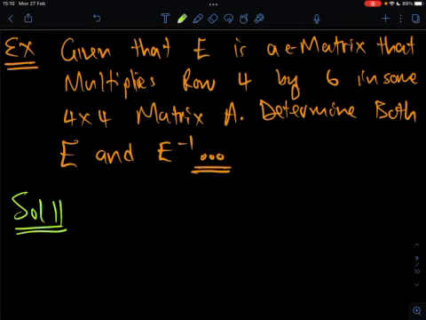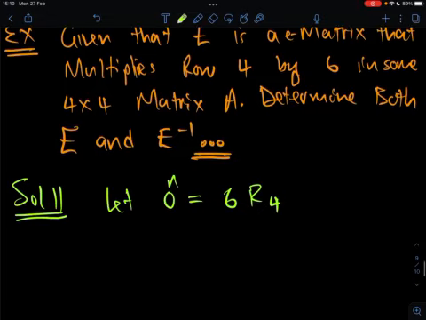So at first, we'll define an operation O. We know that operation O takes row 4 and multiplies it by 6, which means it's just represented as 6R4. This implies that to get E, let E be the elementary matrix which takes this operation and applies it to I4.